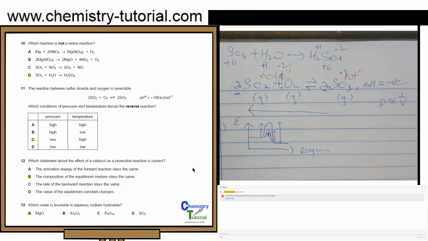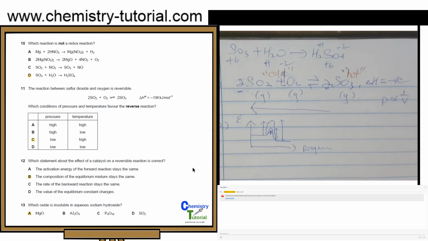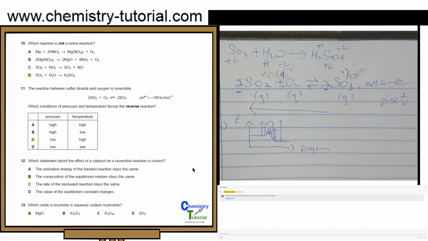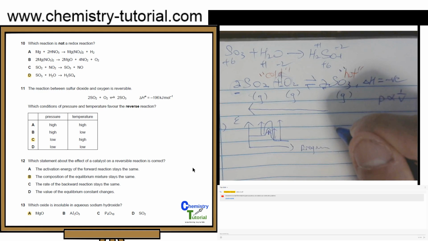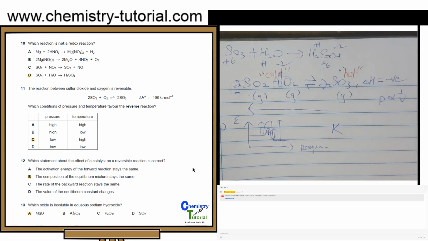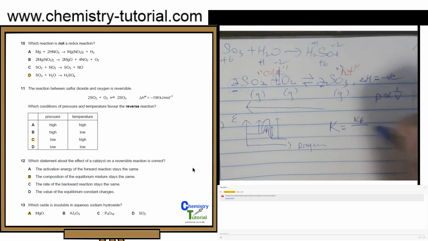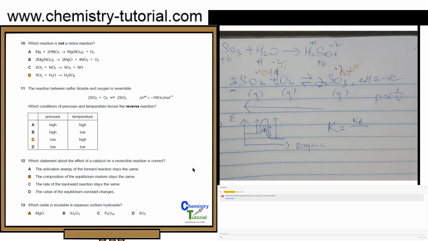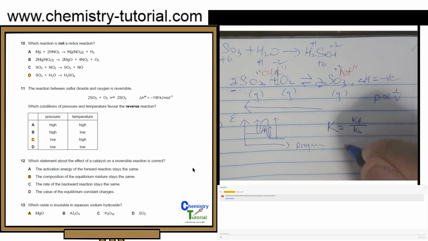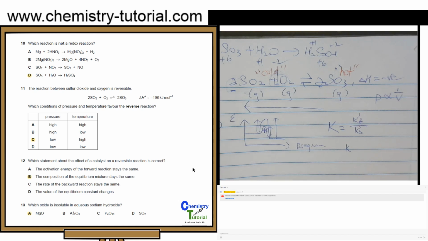Now, for option B, the composition of the equilibrium mixture stays the same. Now, in this case, this is absolutely correct, because the position of equilibrium will not be affected by the presence of catalysts. Now, for information, in this case, this big K is our equilibrium constant. The equilibrium constant is actually a ratio of the forward rate constant, this is a forward rate constant, all right? I put in a small k over the backward rate constant. And the rate constant itself, maybe I just put a prime to denote that I'm referring to the rate constant.